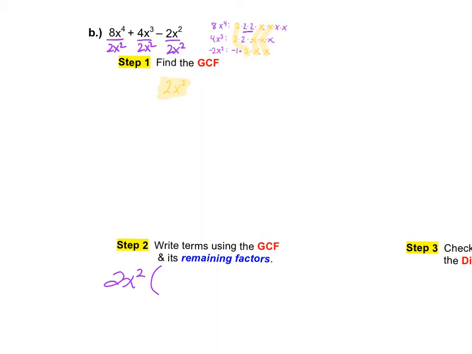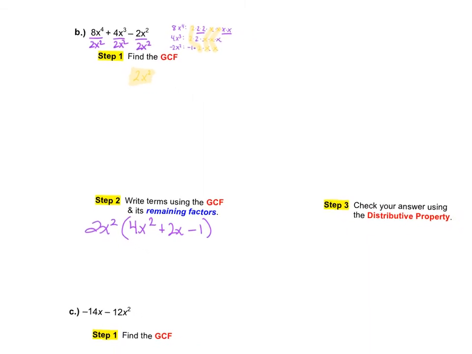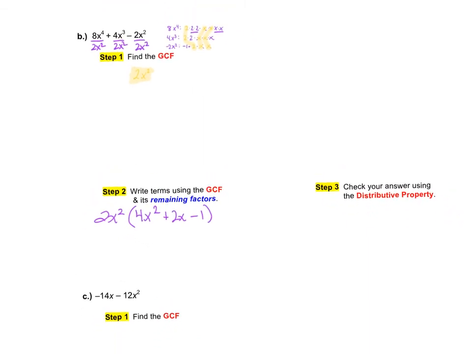If you can't, you could look at what you wrote out, and you would see that we would have 4x squared left for the first one, plus 2x for the second one, minus 1 for the last one. Step 3, check with distributive property.